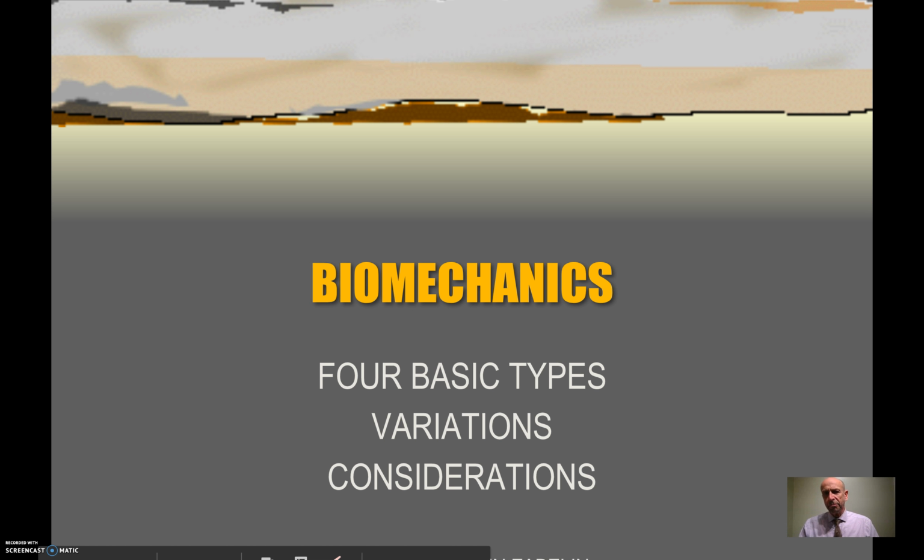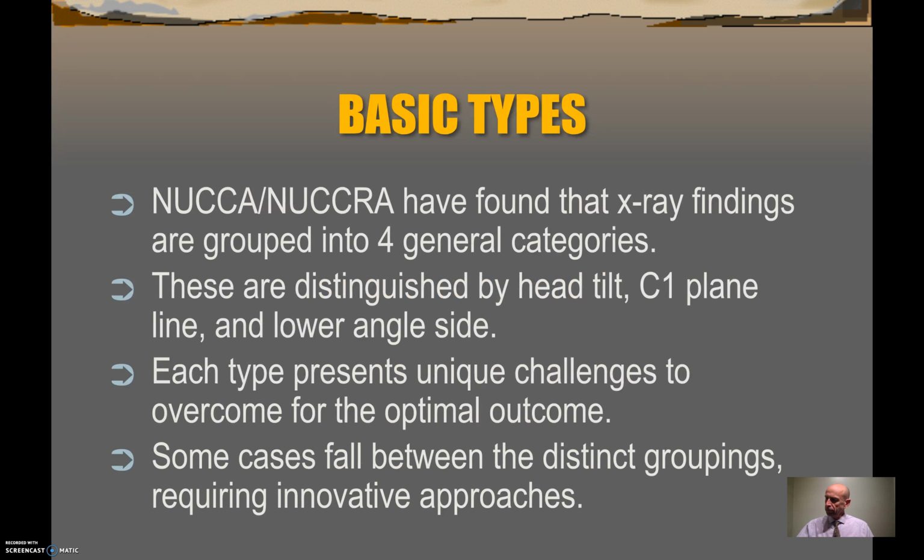So this lecture is on biomechanics in the NUCA world, the four basic types, the variations, and general considerations. The basic types, NUCA and NUCRA or UCRF, have found that X-ray findings are grouped into four general categories. These are distinguished by head tilt in the frontal plane, C1 plane line, whether it's high or low, and lower angle side, whether it's ipsilateral or contralateral in relation to the laterality.